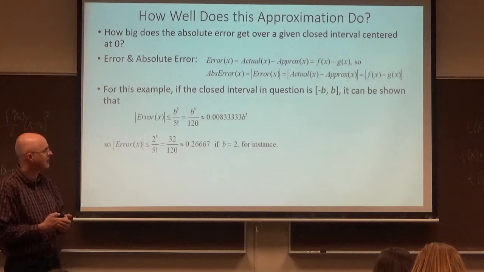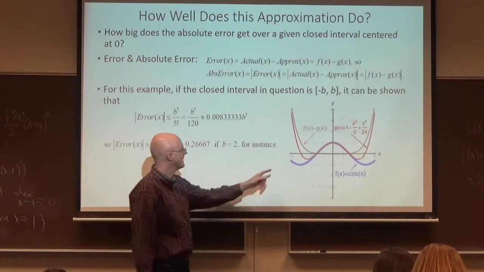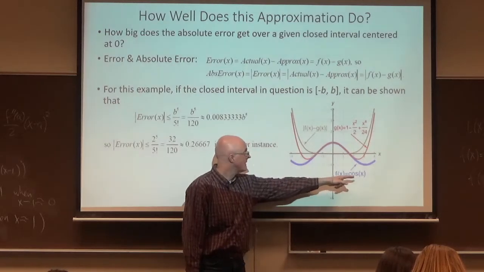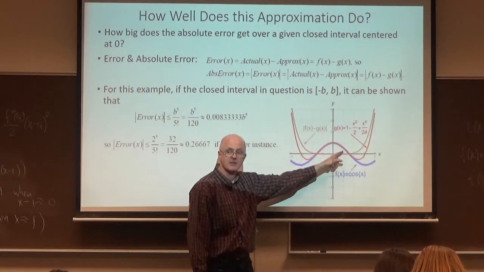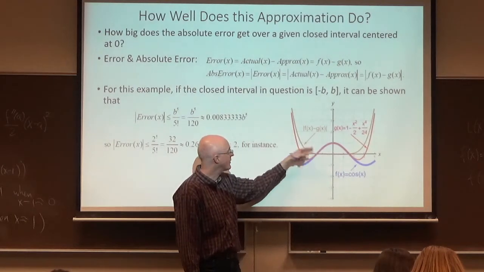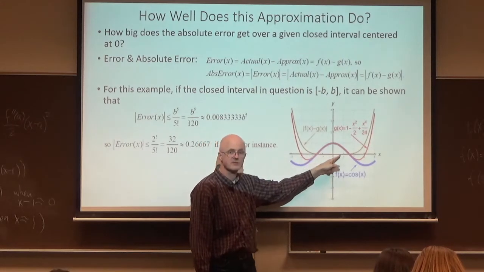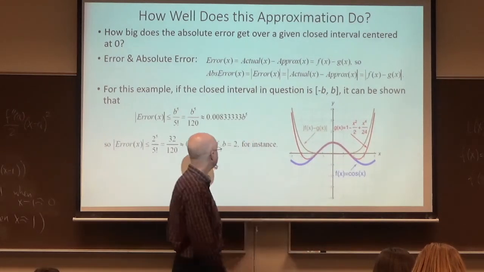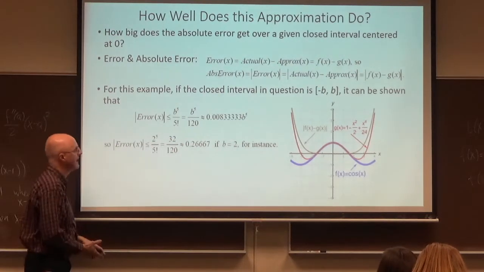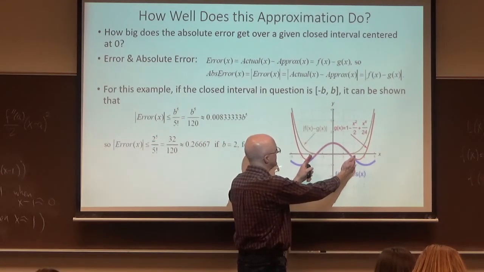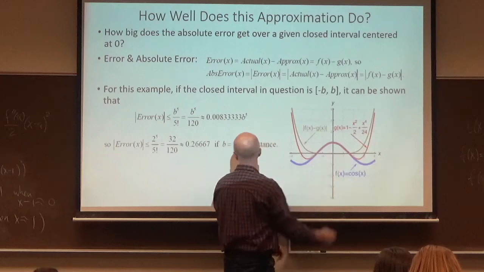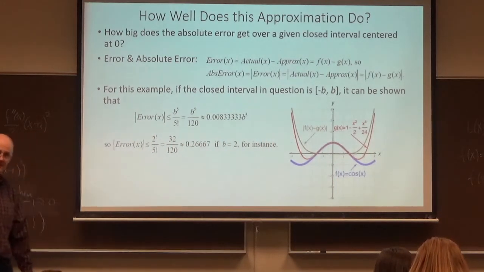And let's see how this works out with a graph in this situation. The blue graph is the cosine function. The red graph is this fourth degree polynomial approximation. Look how well it does when x is near 0. The brown graph is the error, absolute error function. It's very, very close to 0 when x is close to 0. And if we take b to be 2, we're guaranteed that the absolute error is always less than or equal to this number. If you look at the brown graph between -2 and +2, its outputs are very small. They're definitely less than 0.2667. That seems pretty cool. Here's something even cooler.